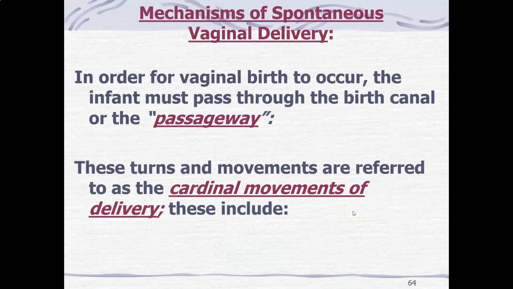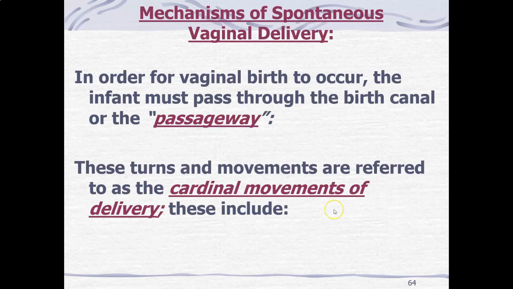All right, mechanisms of labor, mechanisms of spontaneous vaginal delivery. In order for the vaginal birth to occur, the infant must pass through the birth canal, or the passageway. So these turns and movements are referred to as the cardinal movements of delivery. And there are 7 cardinal movements that you're going to have to know, and understand what is happening during these movements.